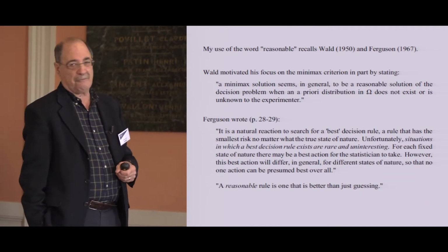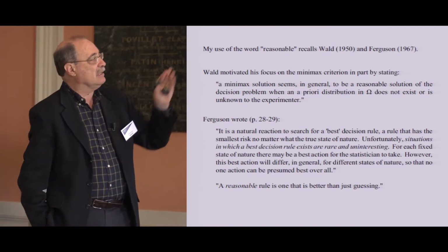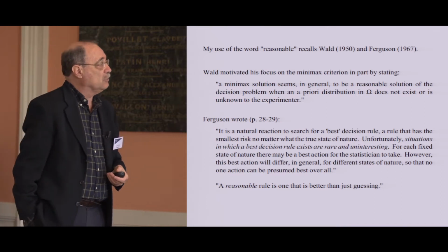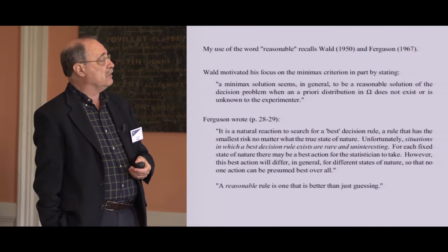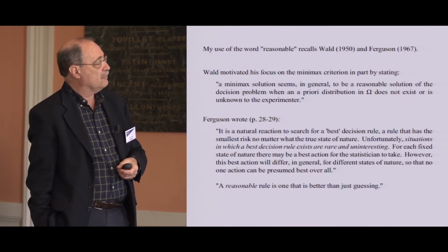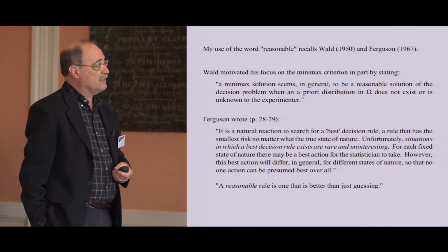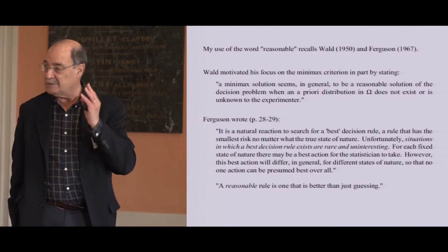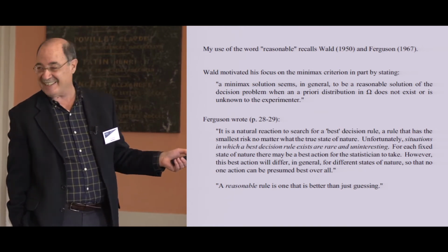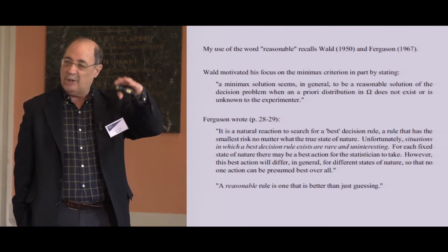A more fleshed out treatment is in Ferguson's monograph on statistical decision theory in 1967, and I think Ferguson just nails it. He says it's a natural reaction to search for a best decision rule, a rule that has the smallest risk no matter what the true state of nature. Unfortunately, and he puts this in italics, situations in which a best decision rule exists are rare and uninteresting. For each fixed state of nature, there may be a best action for the statistician to take. However, the best action will differ in general for different states of nature, so that no one action can be presumed best overall. And then a paragraph or so later, Ferguson says, and I love this, "A reasonable rule is one that is better than just guessing." Of course, he doesn't define what just guessing means either, but still, it's kind of a low bar for what's reasonable.